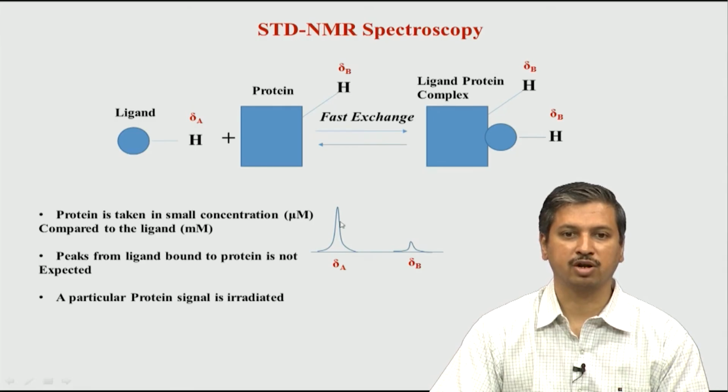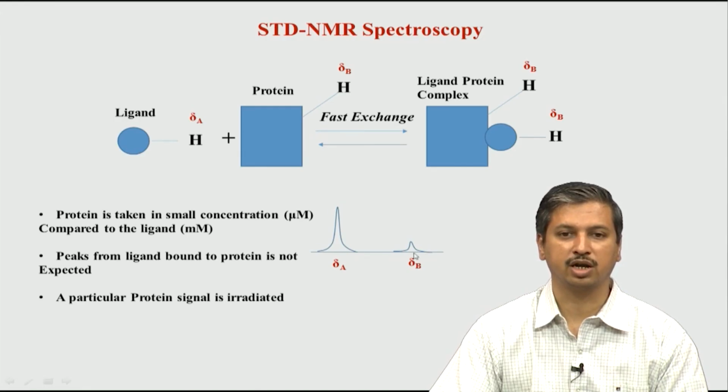So, our focus will now be only on two states. State A is the free ligand, sorry, and state B is the protein signal. We are not looking at the bound form of the ligand. You can see here, suppose I have 100 times more, or here it is roughly 10 to 20 times more. This will be the scenario. The protein signal will be very weak in intensity compared to the free ligand, which is very high and in excess. So, next I irradiate this signal.